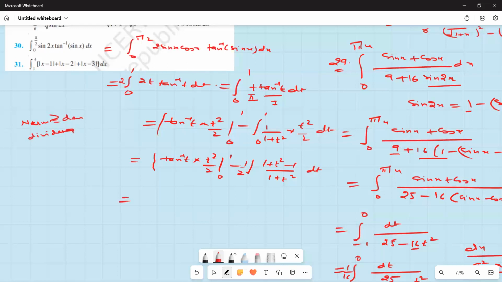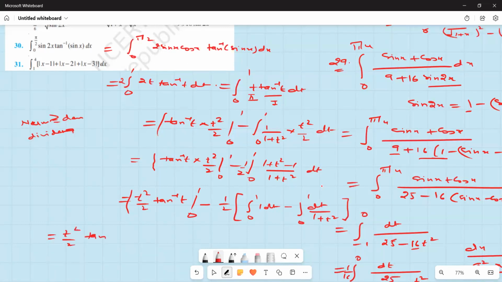So this will be 0 to 1, t square by 2 tan inverse t. We put the limits at the end. Minus 1 by 2, 0 to 1, 1 plus t square upon 1 plus t square is 1 dt, minus 0 to 1 dt upon 1 plus t square, which is equal to tan inverse t. So solve this. This is t square by 2 tan inverse t, 0 to 1, minus 1 by 2, and the integral of 1 from 0 to 1 is t, no? So this is t minus tan inverse t, limit 0 to 1.